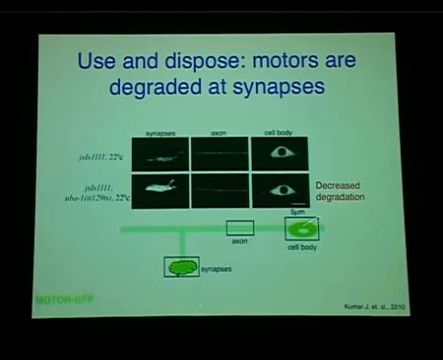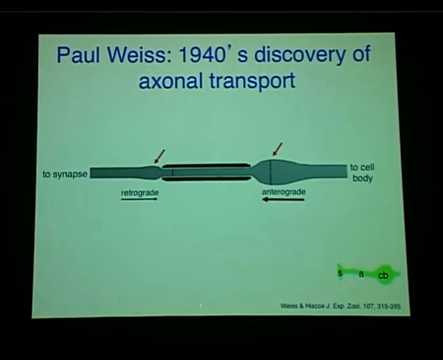We asked this directly by using a temperature-sensitive ubiquitination mutant. When we reduced degradation in the entire animal and looked at the wild-type motor, we could see that motor levels increased only at synapses, not in any other place, showing clearly that motors that came to the synapses were degraded. There is an implication of this, and it is a set of experiments which we finally were able to do in my own lab.